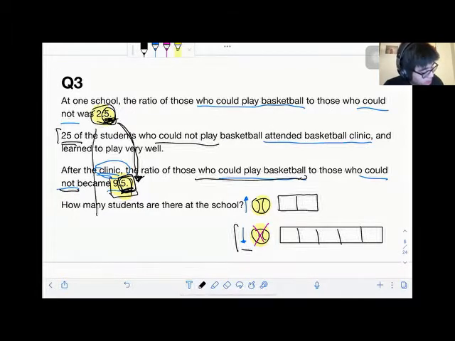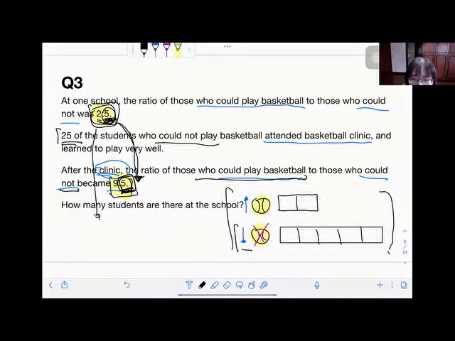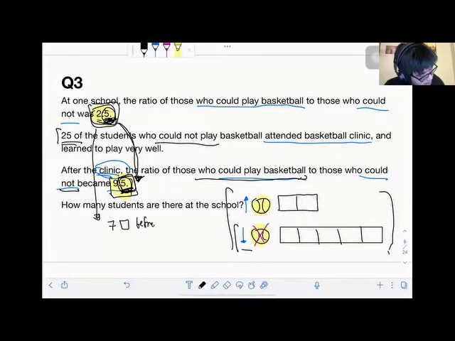So tanungin ko po kayo, ma'am. Dito sa first ratio, yung 2:5, ilan pong box yung pangkalahatan ng students? Dito po sa drawing natin, yung lahat ng students, total number of students. How many boxes? 7 po. 7, no? Very good. So 7 boxes before the clinic.